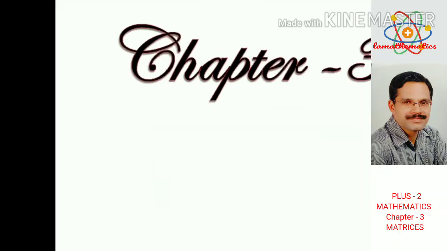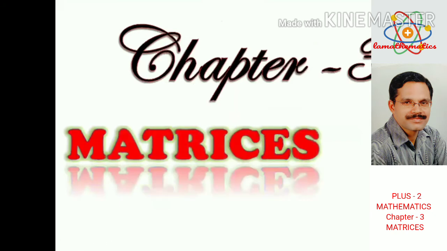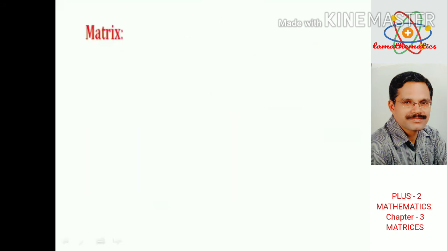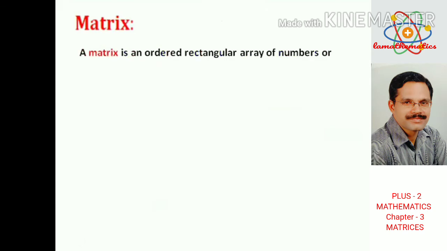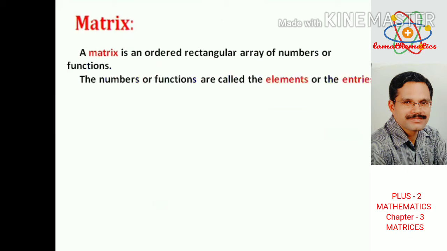Plus 2 Mathematics, Chapter 3: Matrices. Matrix. A matrix is an ordered rectangular array of numbers or functions. The numbers or functions are called the elements or the entries of the matrix. The matrix is a rectangular array of numbers or functions. Numbers or functions in it are called elements or entries of the matrix.